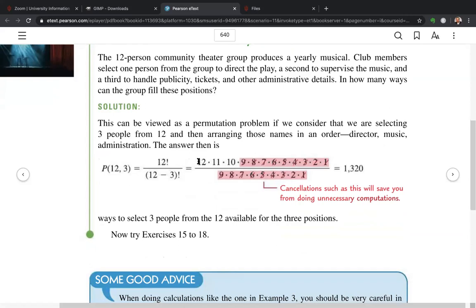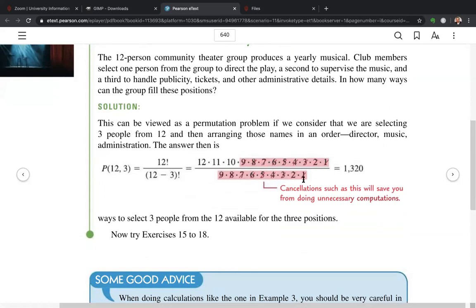Now the nice thing about this again is that 12 times 11 times 10 times, you could write this next part here as 9 factorial. You don't have to write the whole thing out if you don't want to. You could have just written 9 factorial on the top and 9 factorial on the bottom, and then easily cancel them out instead of doing it one for one.